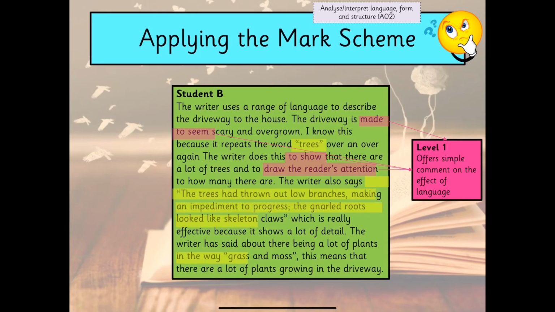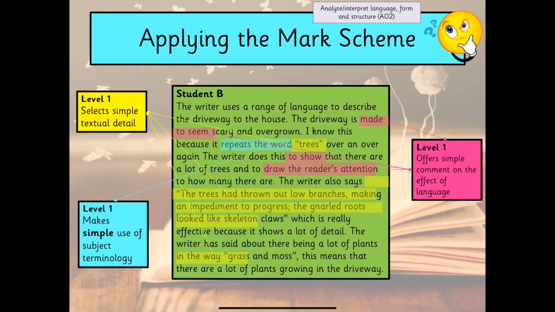And then let's look at the evidence they've used. Simple textual detail, and that's mainly shown by the fact that not all of the quotes are as embedded as they could be, and they have quoted fairly indiscriminately here. So I've just realised some of my highlighting has gone a bit squiffy over here and has moved a little bit. Hopefully you can kind of see where it all matches up though. And then when it comes to terminology, it has only really used the one word. So all of that together puts this at a level 1 response.